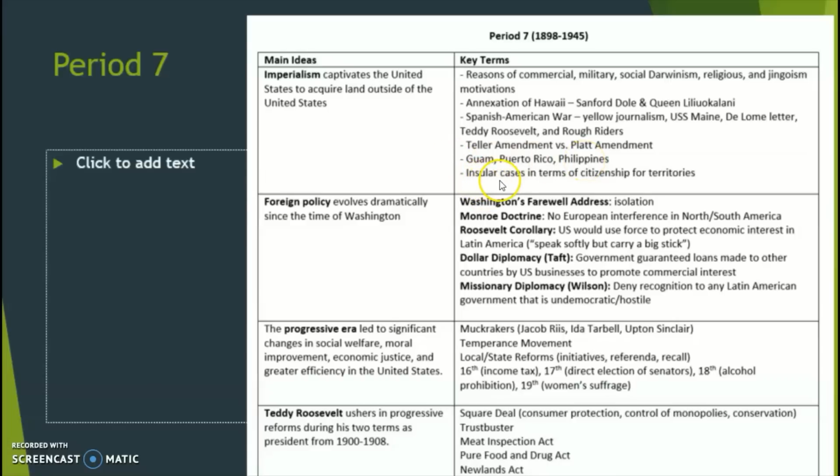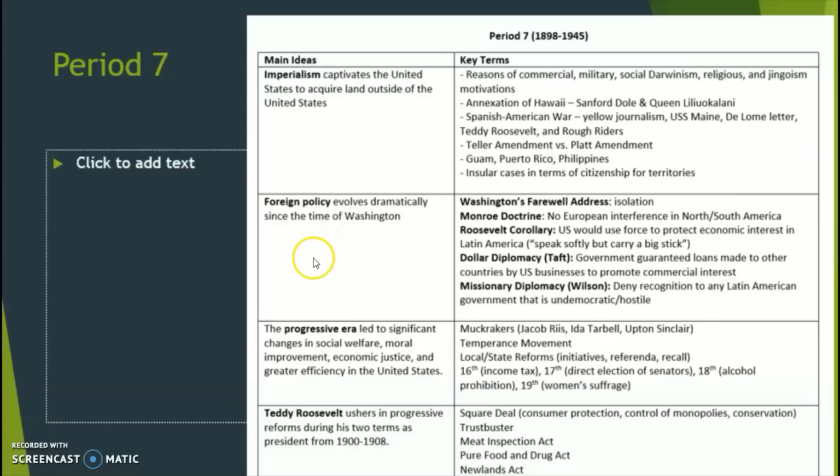But what's interesting is that there is a series of cases known as the Insular Cases that are not going to be granting any citizenship, even though they are under the United States. So they are not entitled to the United States rights and citizen privileges that ordinary Americans would have at this point.